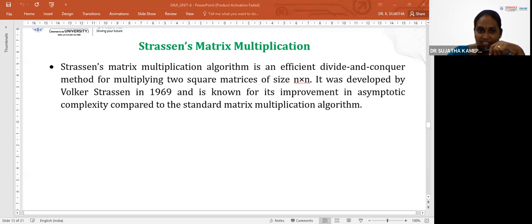Strassen's matrix multiplication is an efficient divide and conquer method for multiplying two square matrices of size n by n. It was developed by Strassen in the year 1969 and is known for its improvement in asymptotic complexity compared to the standard matrix multiplication. It was developed by the scientist Strassen, and that is why the method is named Strassen's matrix multiplication. Right. Now, what is the problem statement here?